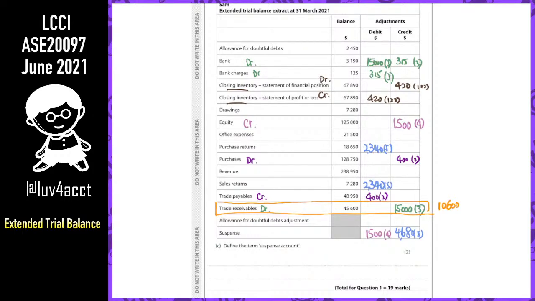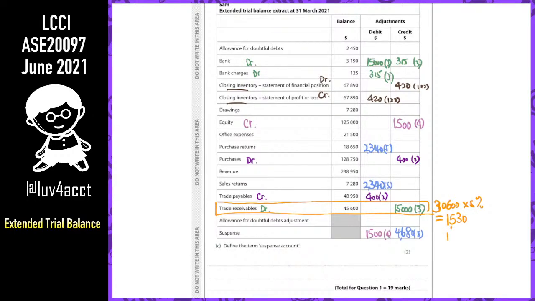No, why? 45600 minus 15,000. Okay, you have 30600. So 30600 multiplied by 5%. The new balance is 1530.